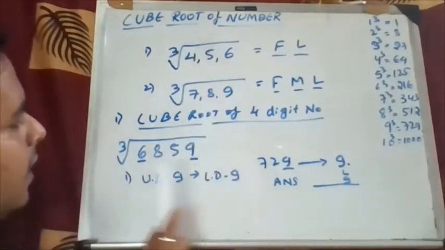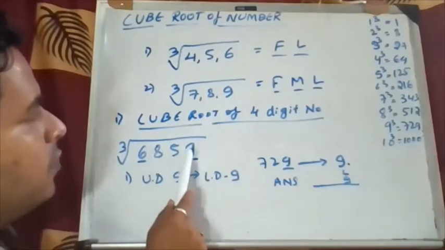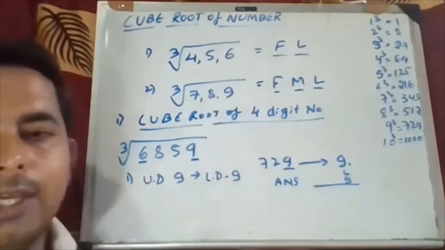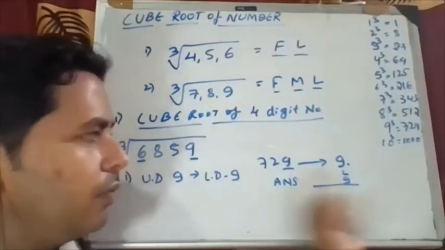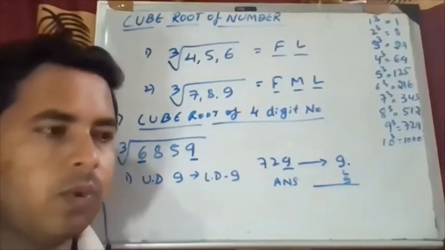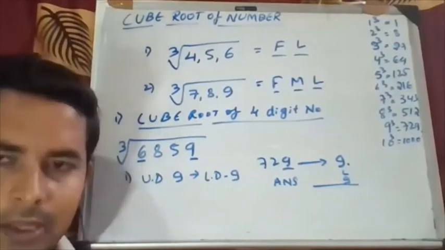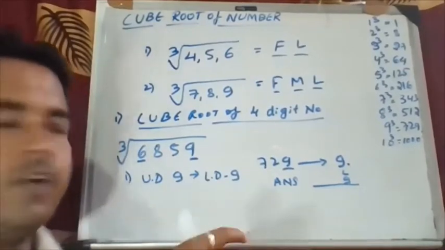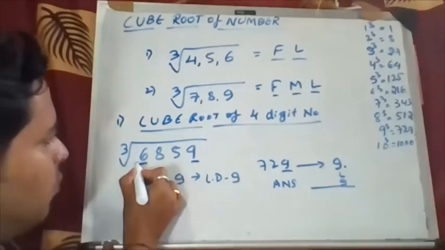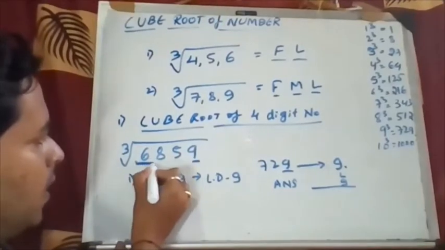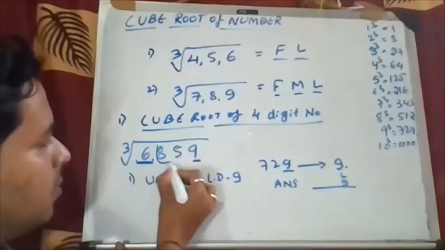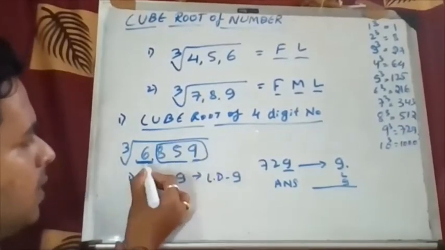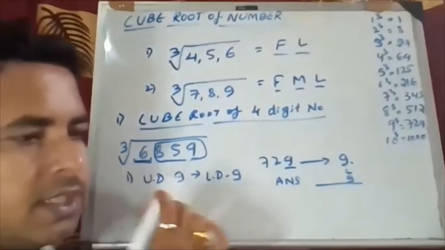As I said in the starting, your cube root of a 4 digit value always contains the answer of 2 values, that is the first digit and last digit. So already we came to know the last digit. So now what we have to do, we have to find out the first digit. So what will be the first digit? So consider only a first digit number. Ignore the other numbers.